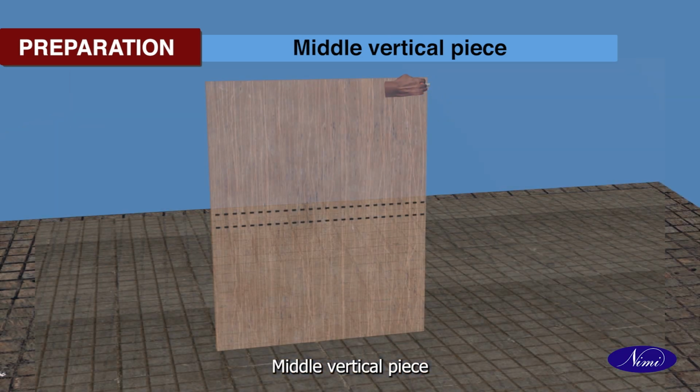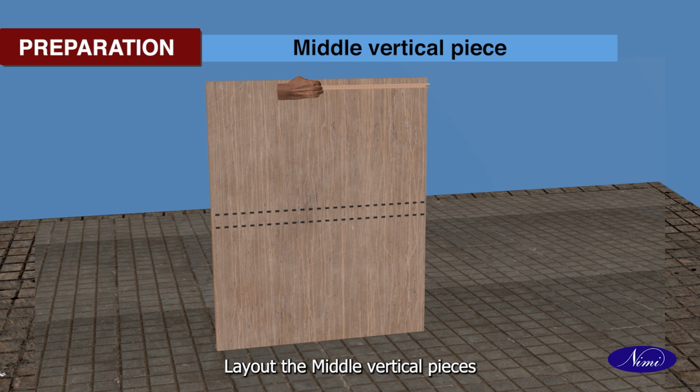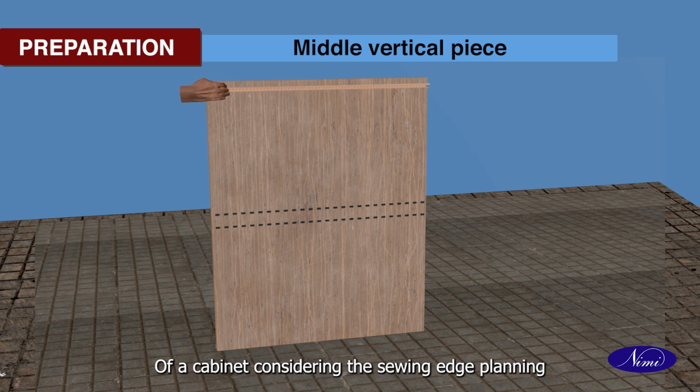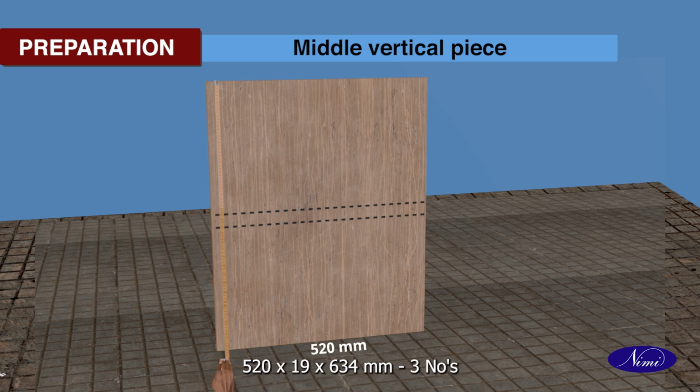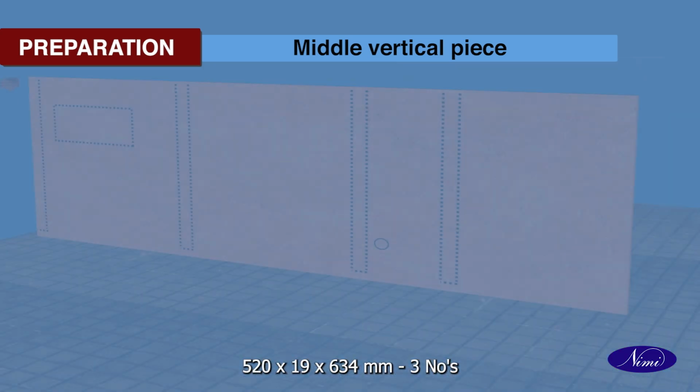Middle vertical piece. Lay out the middle vertical pieces of a cabinet considering the sawing, edge planning, sunmaker bonding and edge bonding, tape bonding allowances. 520 into 19 into 634 mm, 3 numbers.